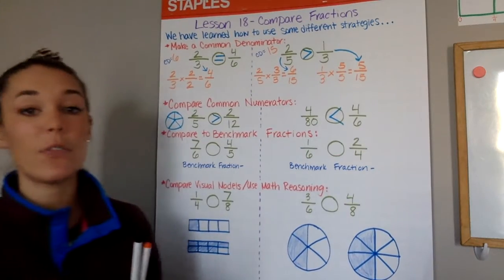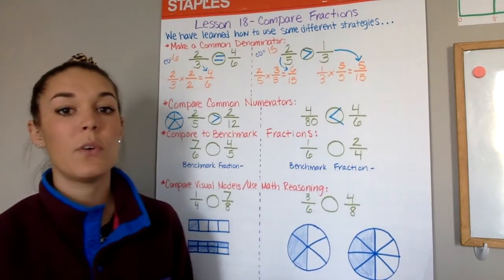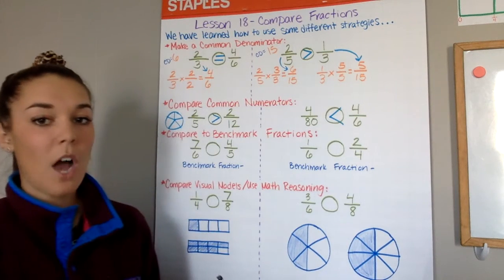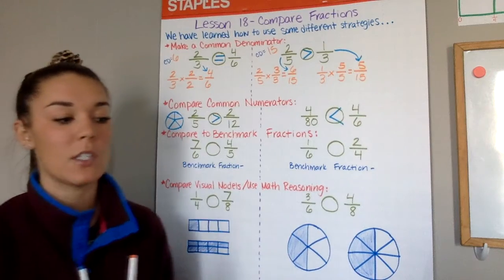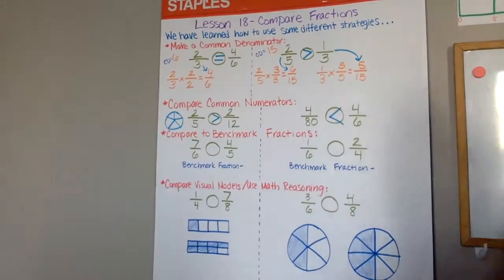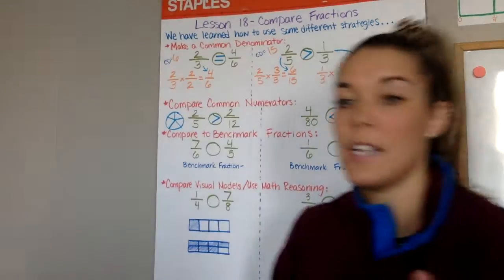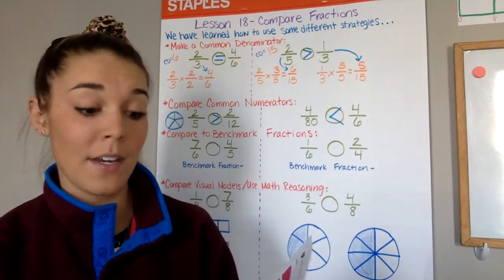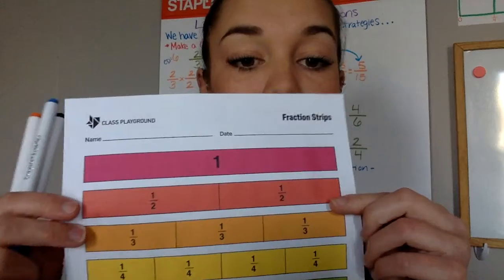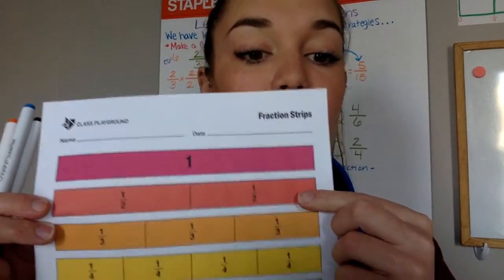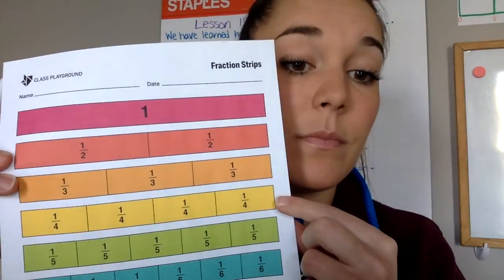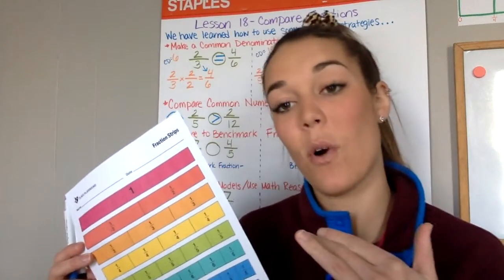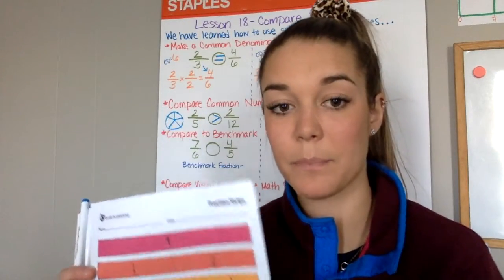All right, another thing to do is to compare using benchmark fractions. So we talked about how benchmark fractions are popular fractions that are going to be easy to compare to. So some of those are going to be like 1/2, right? We can pretty easily compare to 1/2. And the other one can be fourths. We can pretty easily compare to 1/4 or 3/4, okay?